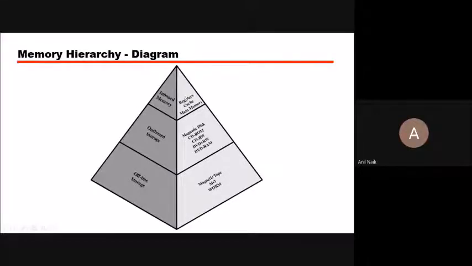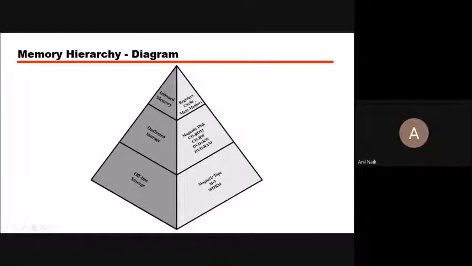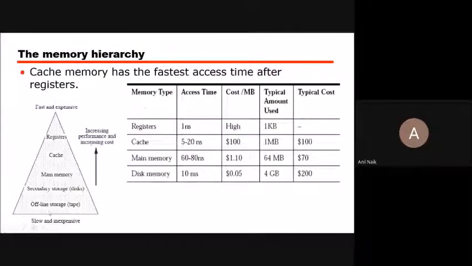Okay, so this is one type of diagram. Here in this way also you can write the triangle shape: registers, cache memory, main memory, very small memory. Then comes the storage like magnetic disk, CD-ROM, DVD-ROM and all. Then the offline storage. But in the exam, you go for this diagram: register, cache, main memory, secondary disk, offline storage.